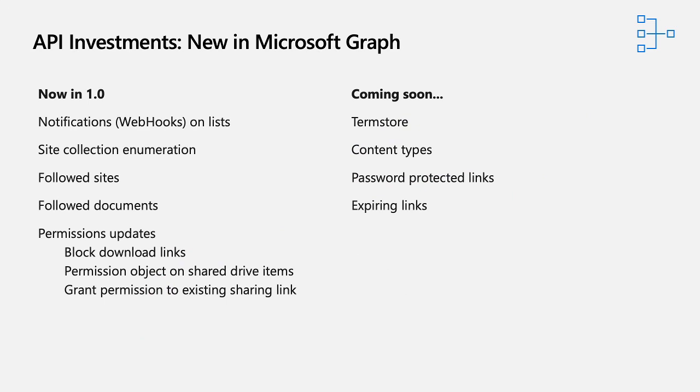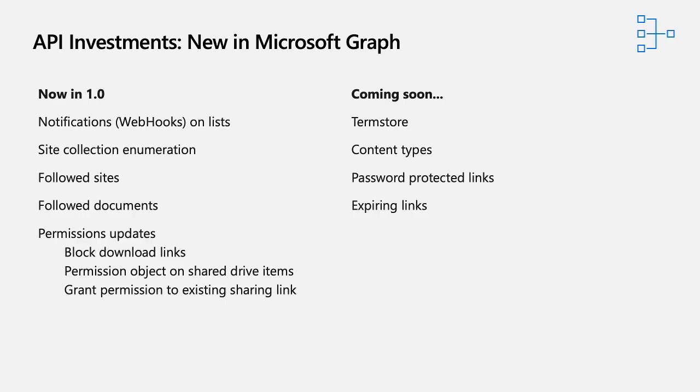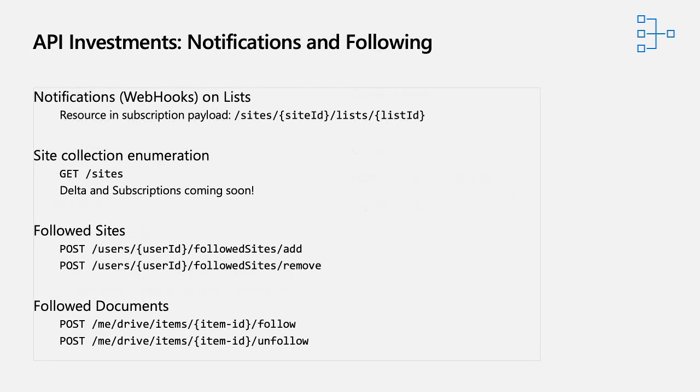New functionalities and capabilities are around site collection enumeration, being able to enumerate and follow sites as well as documents, and a bunch of new APIs on permission updates. But we're not done yet, and we know about that. This is the reason why very soon you will be able to access TermSet and TermStore using Microsoft Graph, as well as manage content types and have more functionalities and capabilities around permission management.